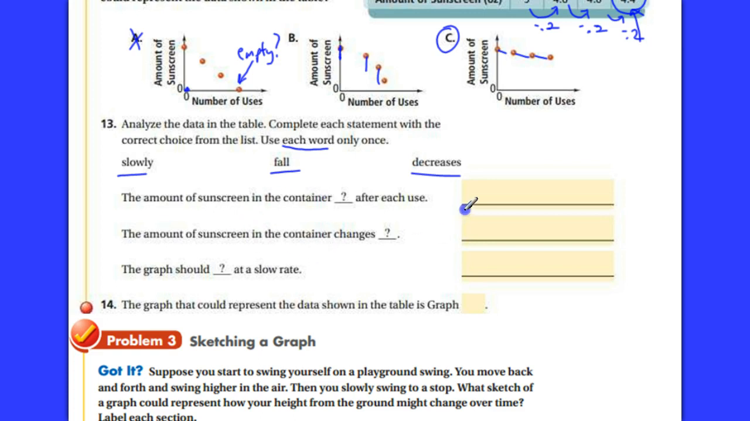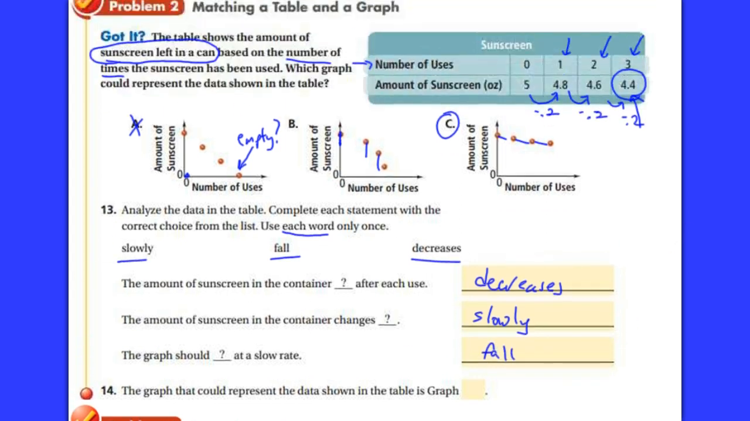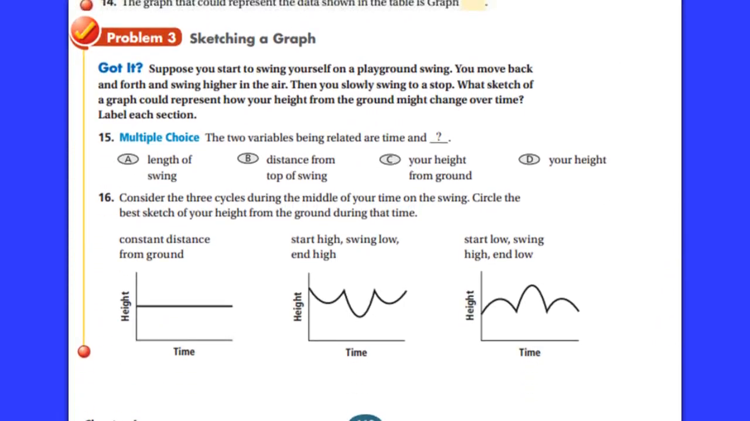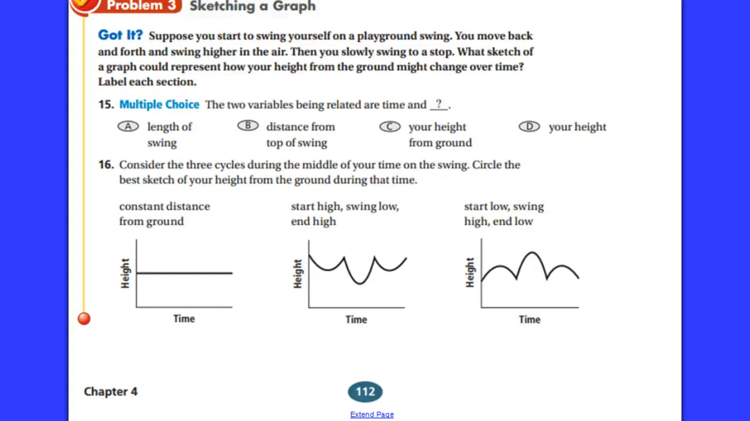The amount of sunscreen in the container blank after each use. Well, it decreases. And so we put decreases here. It decreases after each use. The amount of sunscreen in each container changes slowly. And the graph should fall at a slow rate. So again, they're just trying to get you to look at something and be able to tell and articulate the story from the table.